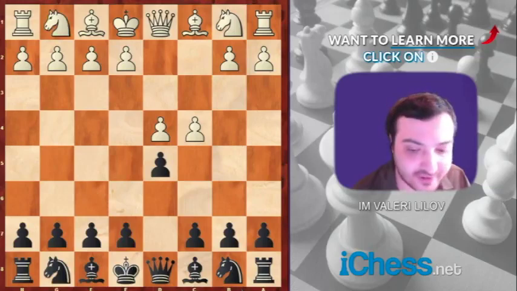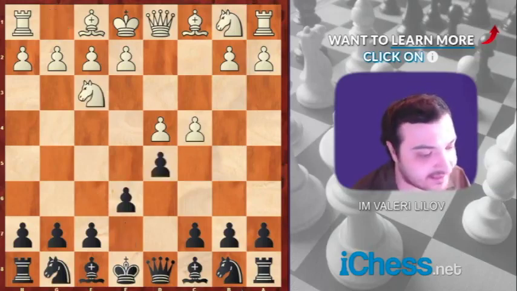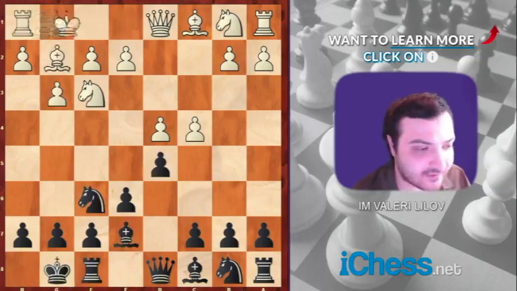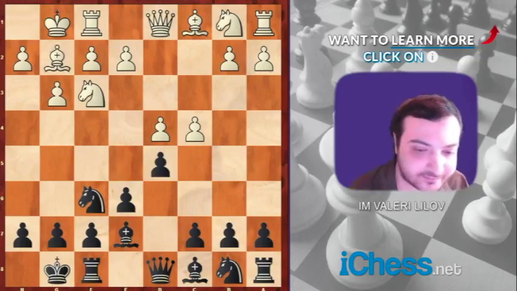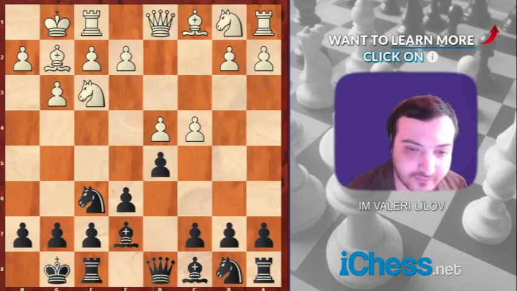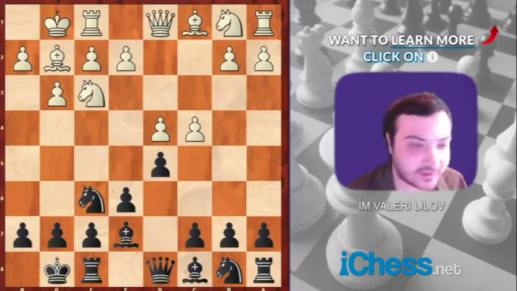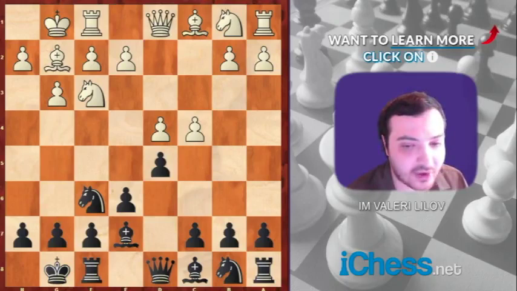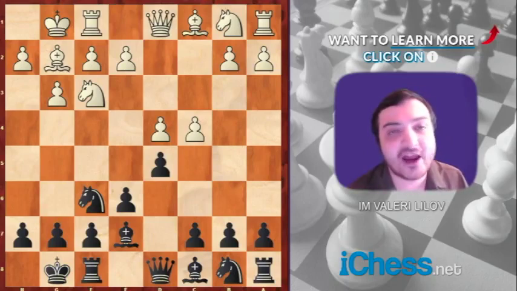Now, are there other ways to go? Of course, there is a way to play with d6 to the c. But let's say that you already got yourself into this kind of position. So how do we go about that? That's a great question. I suggest that you start thinking about where you would actually want to see your pieces in the next few moves. And that helps a lot.